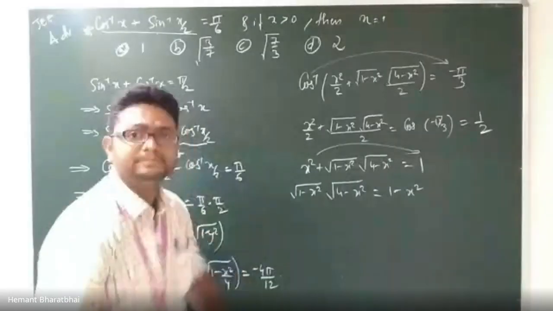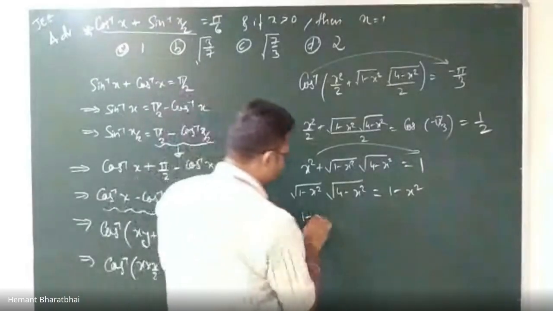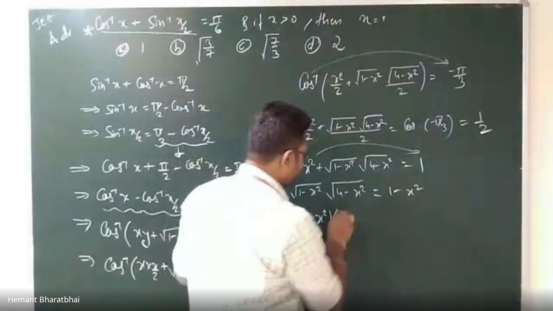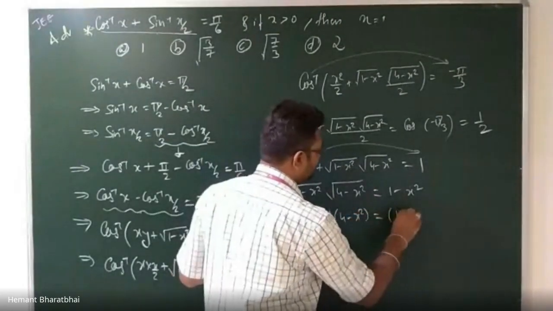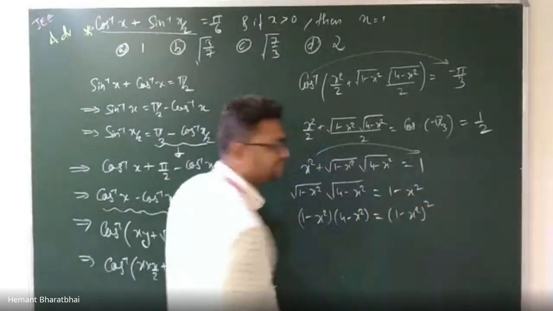So square and square root will get cancelled. Okay, so I'll get over here 1 minus x square into 4 minus x square is equal to 1 minus x square the whole square.